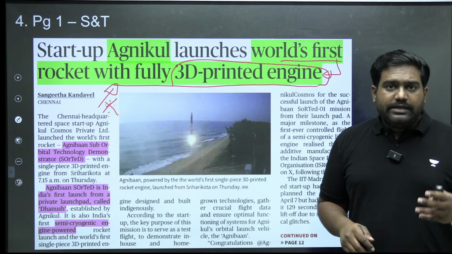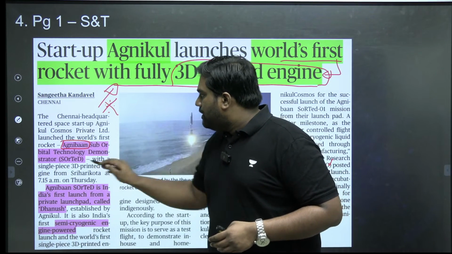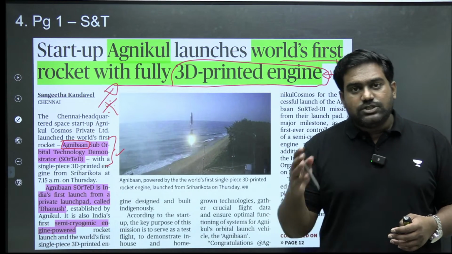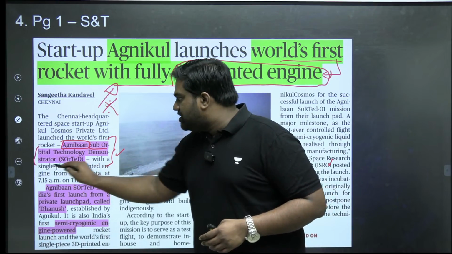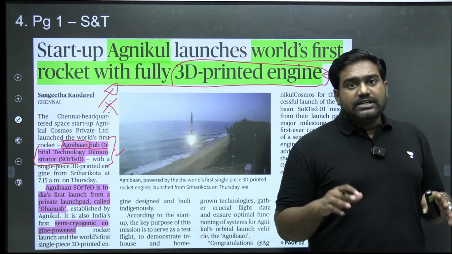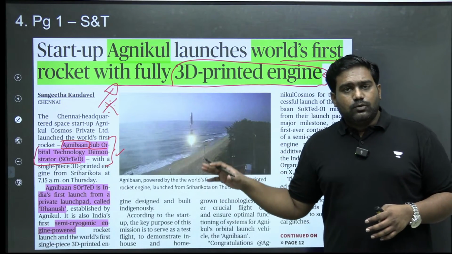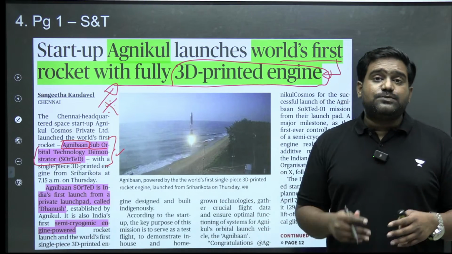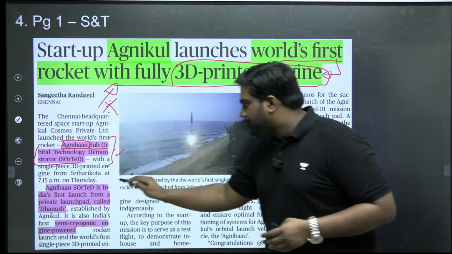All right, it's been developed by a space startup called Agnikul. And this launch vehicle is called SOrTeD, Agnibaan SOrTeD. SOrTeD stands for Suborbital Technology Demonstrator. So it's a demonstrator mission. It's a test mission to display and test the technology. And for the first time, it has been launched by our private launch pad, which is called Dhanush.